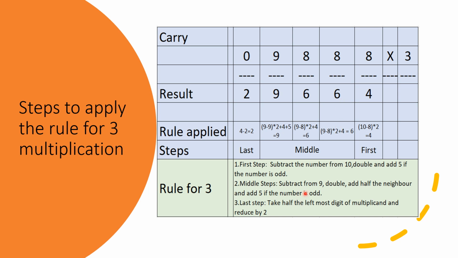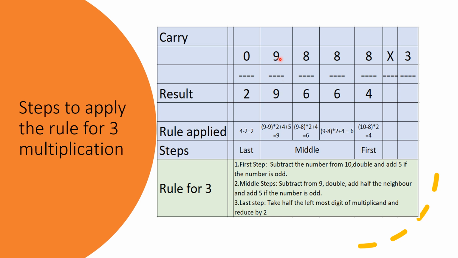So middle step, subtract from 9. 9 minus 8 into 2, double the number. Then add half the neighbor. The neighbor is 8, so you will have to add half the neighbor. It is 6. So here it goes similarly, 9 minus 8 into 2 plus 4, 6.